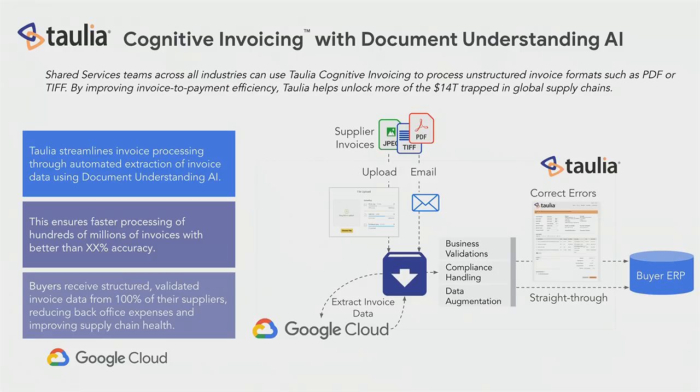A similar use case around invoice processing is cognitive invoicing using document understanding AI that our partner, Taulia, has integrated with. Taulia uses document understanding AI for automatically extracting invoice data, and using their platform, their suppliers and buyers are able to coordinate on invoices wherever there is verification needed, but then a large part of the invoice processing is automated using document understanding, moving, as Taulia says, out of the dark ages of manual invoice processing using the AI.